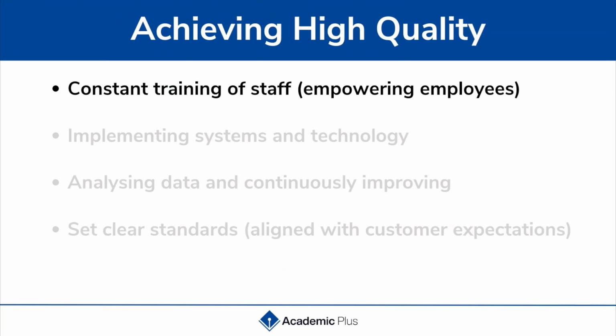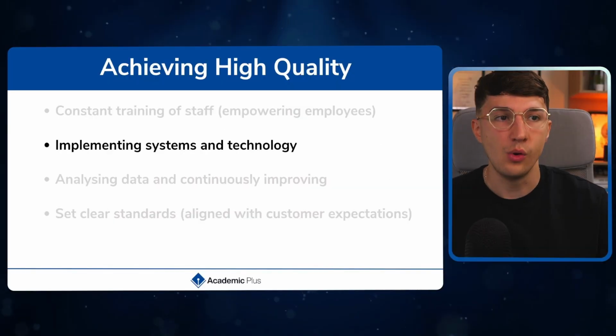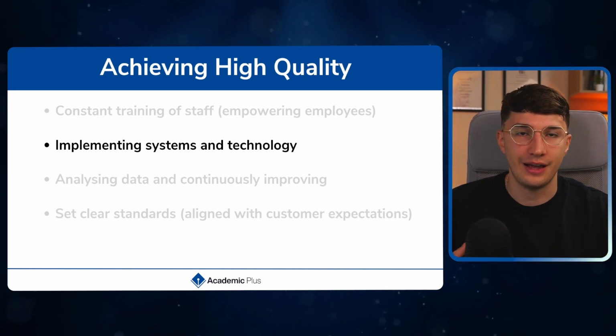First of all, we want to constantly train our staff. We want to make sure that they're empowered and they're motivated, because if they are really caring for the work that they're producing, we'll normally see higher quality results. Of course, as well, look at implementing systems and technology.